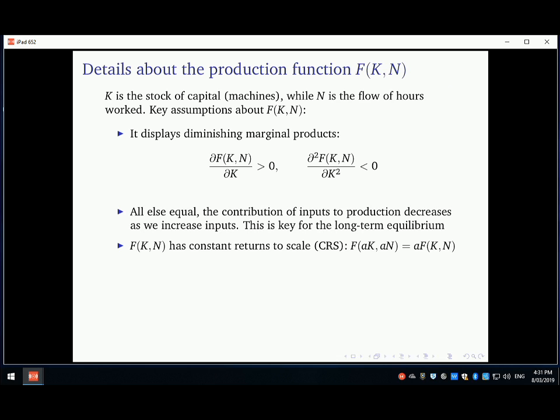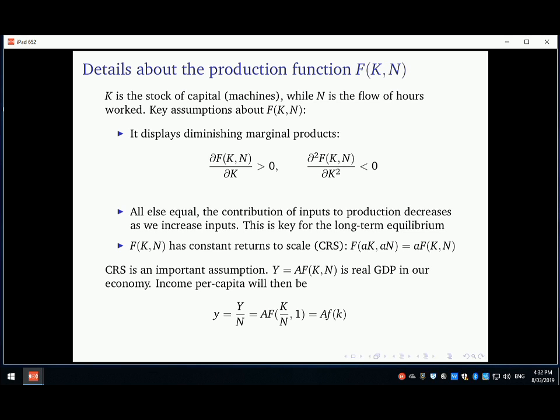Okay, so F also has constant returns to scale, which means that if you increase each of the inputs by A, where A is something larger than 1, output will increase by the same amount, okay? And this is what you did in tutorial, right? In tutorial, you looked at different cases of constant returns to scale, decreasing returns to scale. So I will skip this.